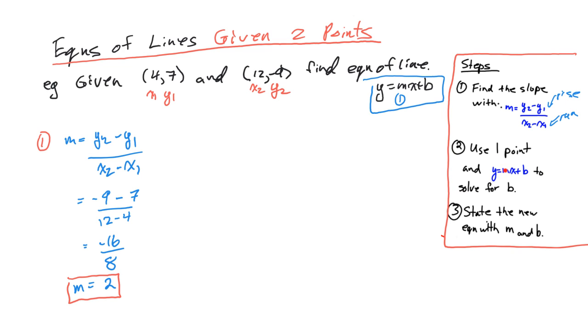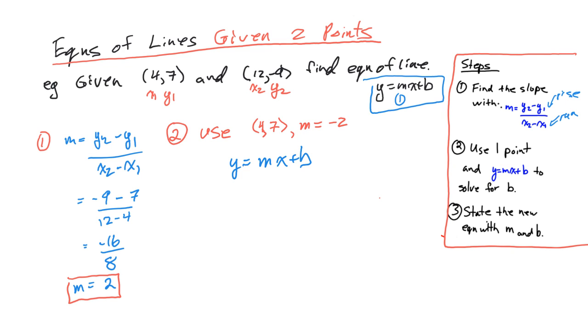So the next step of our solution is to use one of the points and use it to find b in y is equal to mx plus b. So here's what we're going to do. I'm going to use 4, 7, and we're going to use m is equal to negative 2. We're going to take those and sub them into y is equal to mx plus b.